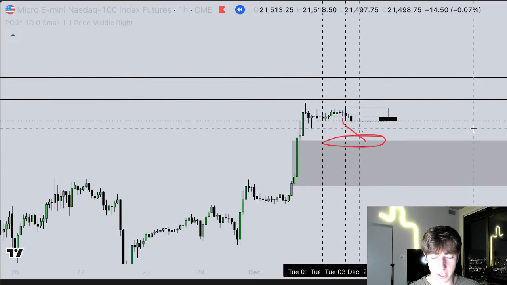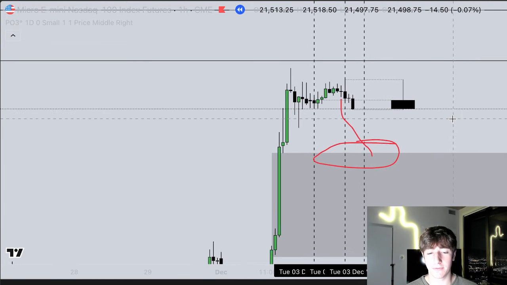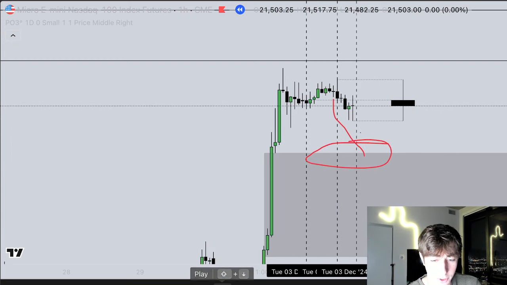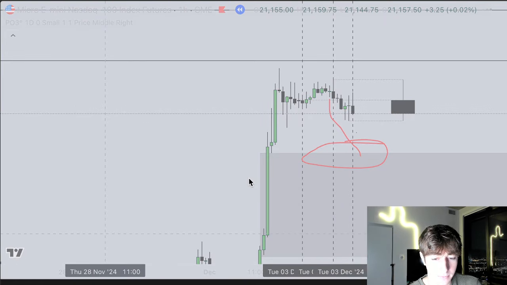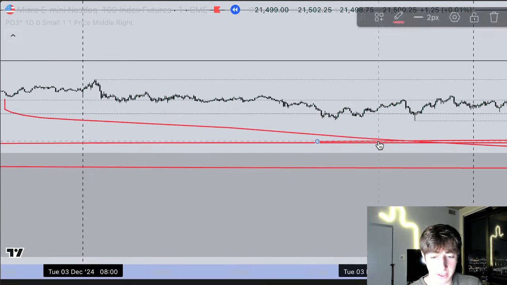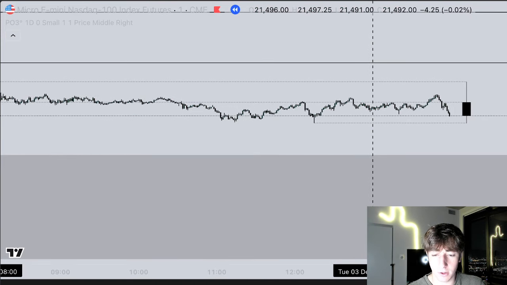Just like we said, hourly is probably the best time frame to plot out your previous sessions just because it's easy to see. So again, we can see London pretty much stayed within that same range. New York is about to open. I'm expecting the low of day to be put in once we hit that 4-hour fair value gap.